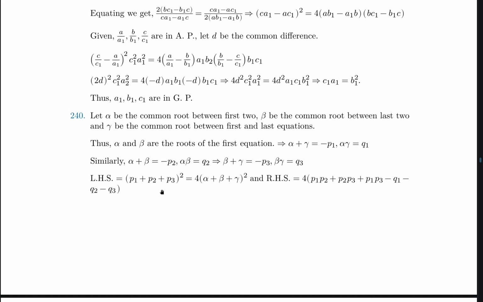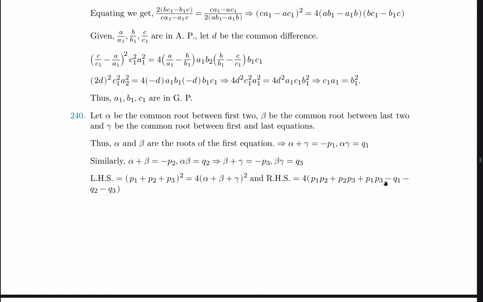Once we have that, we say that (p1 plus p2 plus p3) whole square is equal to 4 into (alpha plus beta plus gamma) whole square. How do we arrive at this result? That is the question. You look at p1, it is alpha plus gamma, p2 is alpha plus beta, and beta plus gamma is p3. If you sum them, you will get 2 into (alpha plus beta plus gamma), and when you square it becomes 4 into (alpha plus beta plus gamma) whole square.